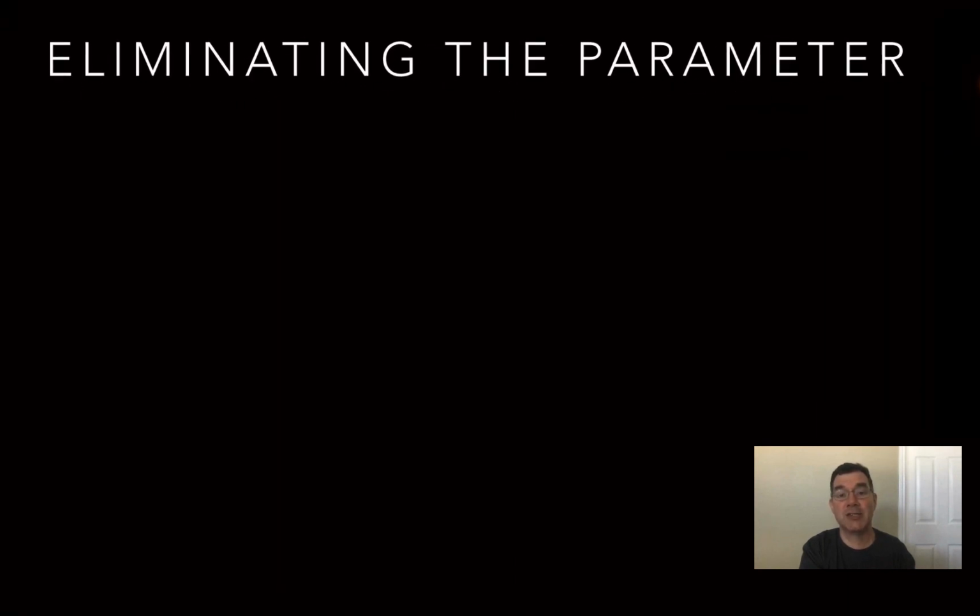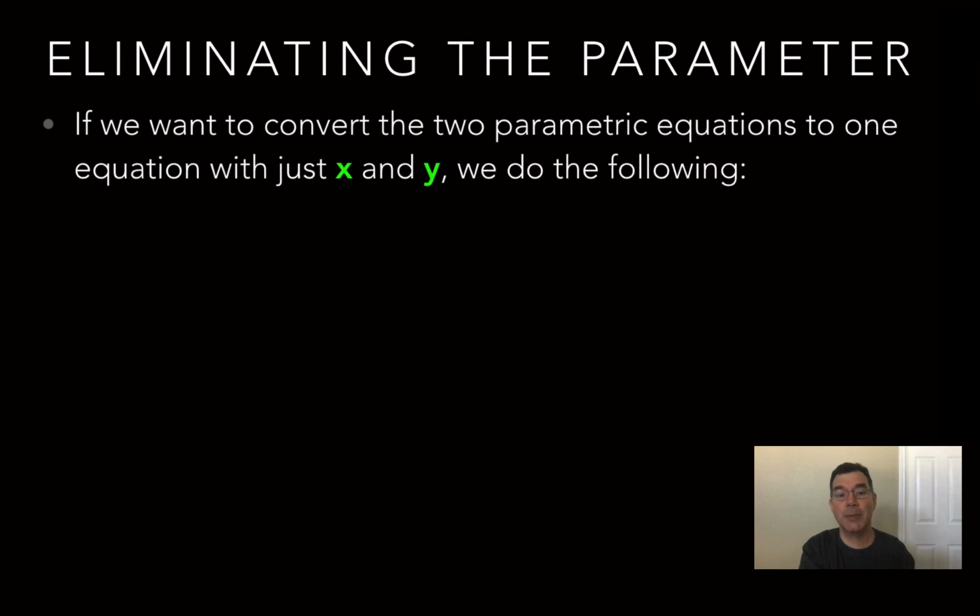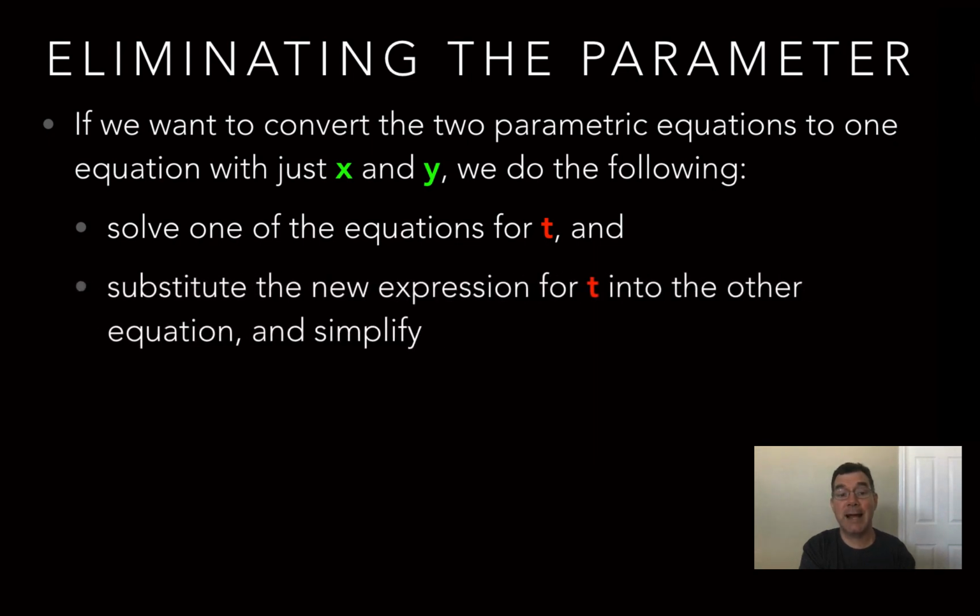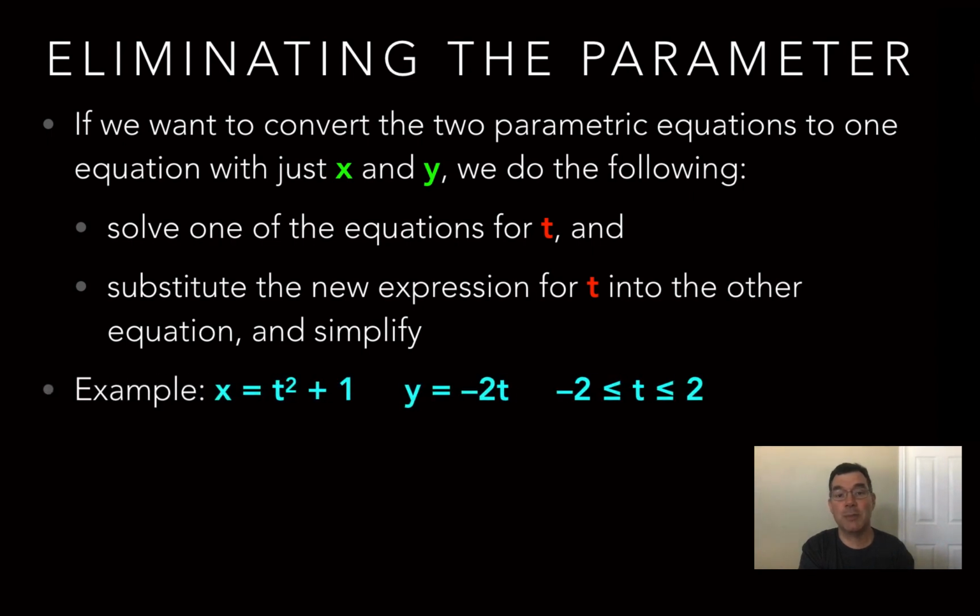Now, if ever I want to eliminate the parameter t and go back to a function in terms of just x and y, that's a relatively simple thing to do. What I do is I simply solve one of the equations for x or for y, whichever one is the easiest to do. I'll solve that for t, and then I will plug this new expression for t into the equation that I haven't used yet. And when I simplify that, that will just be a function in terms of x and y.